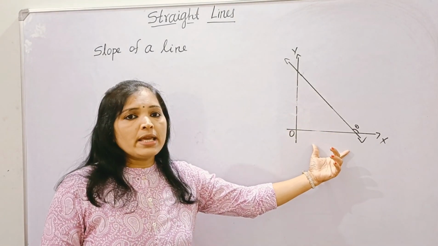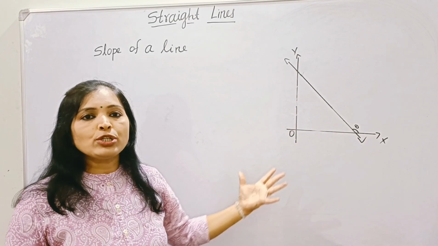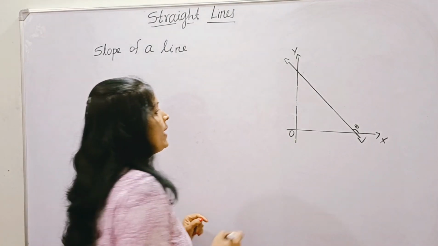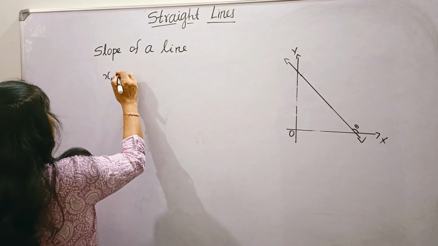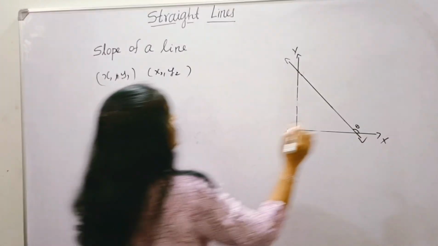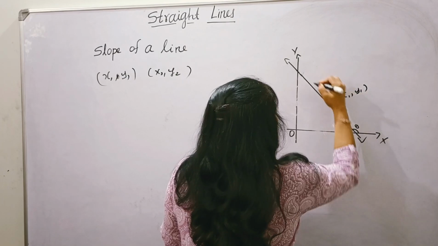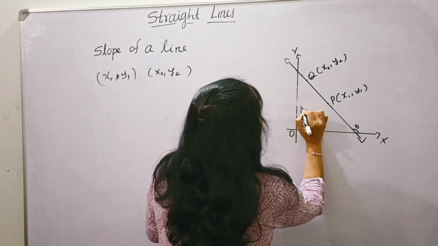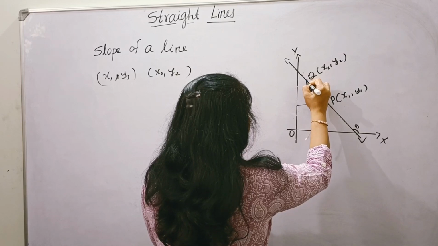Now let us see what the slope is in this case. That means if theta is an obtuse angle, and 2 points on the line are given, what is the slope? Let us take 2 points: P of x1, y1 and Q of x2, y2. Now let us join these and draw a straight line perpendicular to the x-axis.